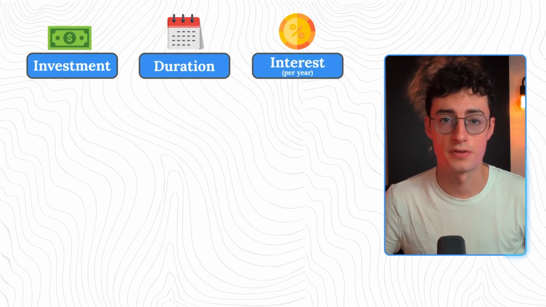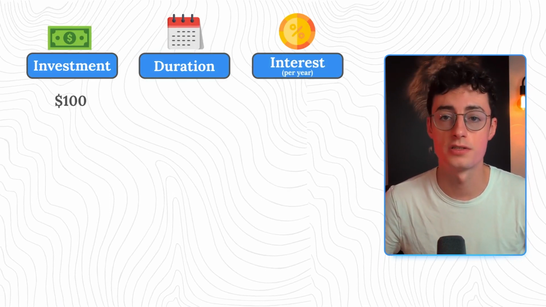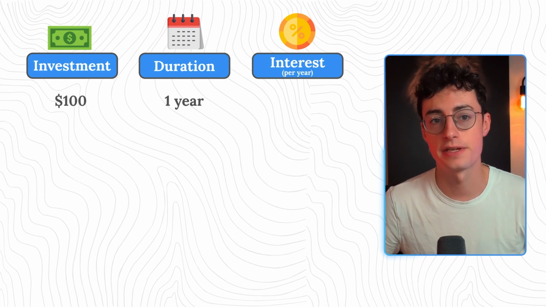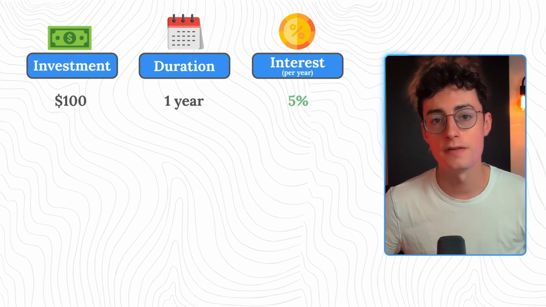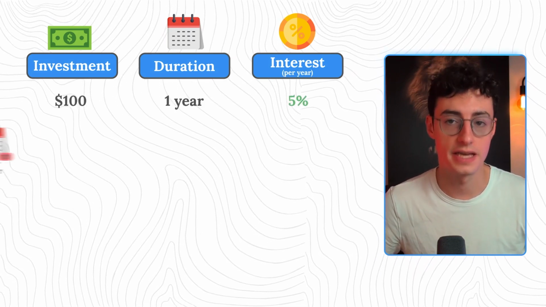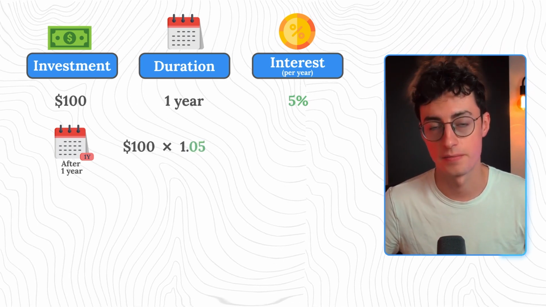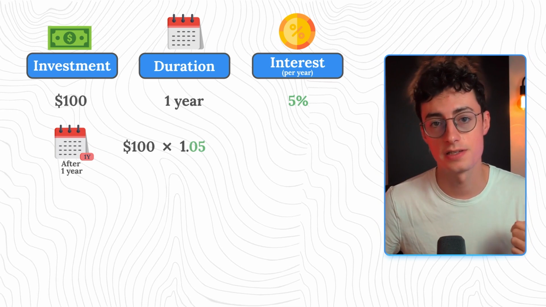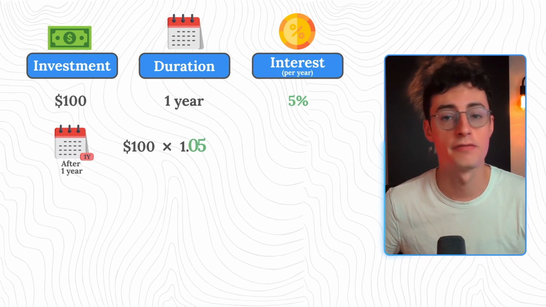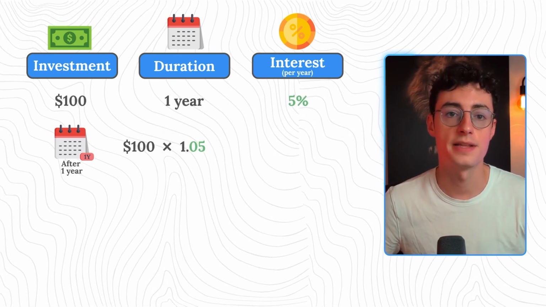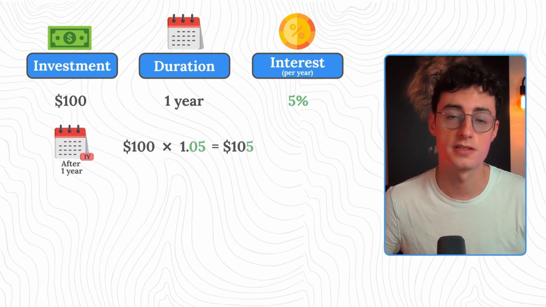Let's look at an example. Let's say you want to invest $100 for 1 year and the interest rate you receive is 5%. If you want to calculate the interest you'll receive at the end of the year, you multiply $100 by 1.05. 1 for the $100 and the 0.05 for the 5% interest. So at the end of the year, you get $5 in interest.